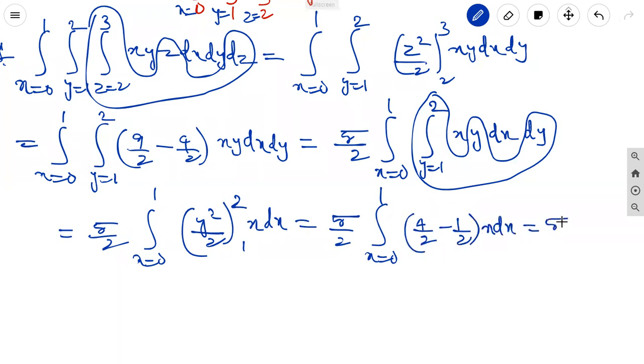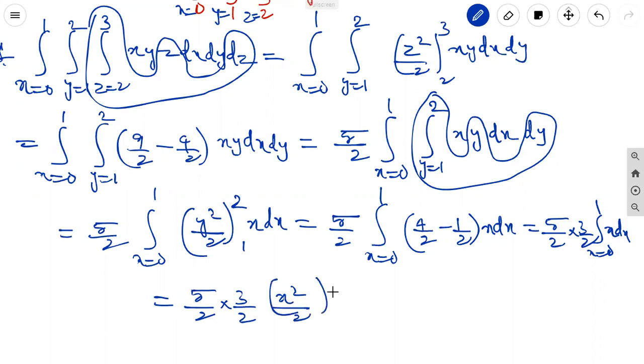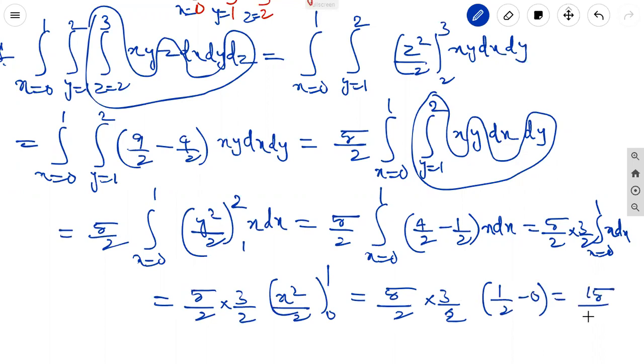It is equal to 5 by 2, 4 minus 1 is 3 by 2, integral x equal to 0 to 1, x dx. X integration is x square by 2. 5 by 2 into 3 by 2, x integration is x square by 2, limits from 0 to 1. It is equal to 5 by 2 into 3 by 2, here 1 square means 1, 1 by 2 minus 0. This is equal to 5 3s are 15, 2 2s are 4, 2 4s are 8. 15 by 8 is the answer.